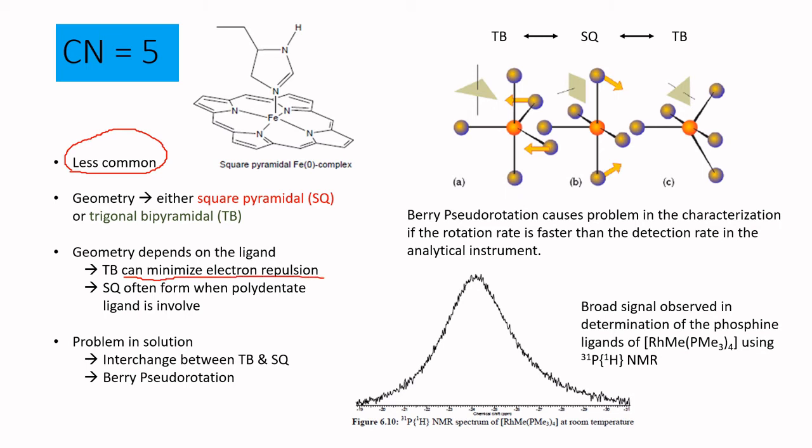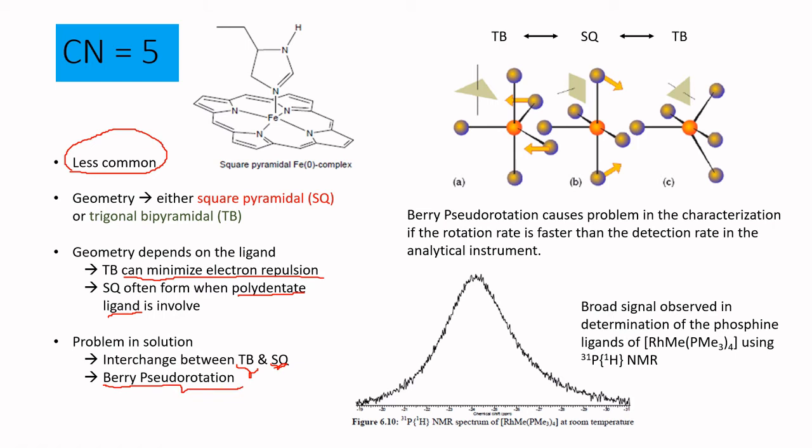But when you have a polydentate ligand, your complex tends to give a square pyramidal geometry. However, with coordination number of 5, some complexes can encounter problems in solution, where the complexes can interchange between trigonal bipyramidal and square pyramidal. This phenomenon is what we call Berry pseudo rotation.